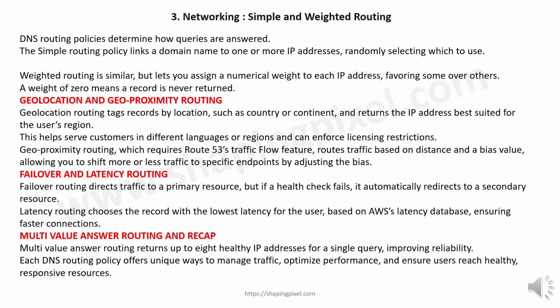Failover routing directs traffic to a primary resource, but if a health check fails, it automatically redirects to a secondary resource. Latency routing chooses the record with the lowest latency for the user based on AWS's latency database, ensuring faster connections. Multi-value answer routing returns up to 8 healthy IP addresses for a single query, improving reliability. Each DNS routing policy offers unique ways to manage traffic, optimize performance, and ensure users reach healthy, responsive resources.